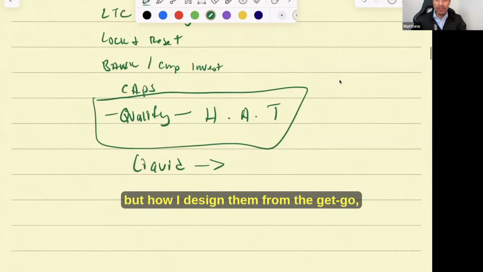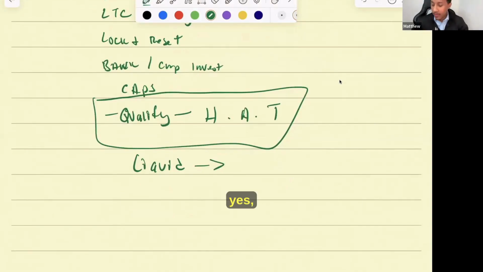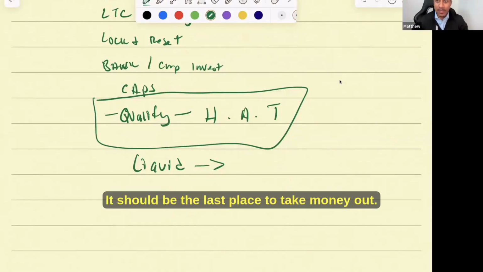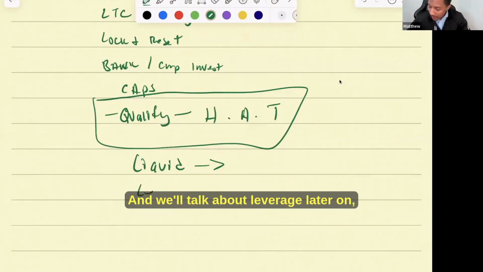But how I design them from the get-go. Yes, it's liquid, but don't take money out of it. It should be the last place to take money out. And we'll talk about leverage later on, how to leverage the account.